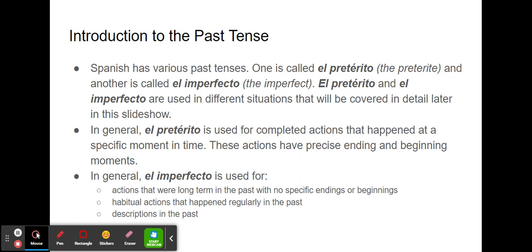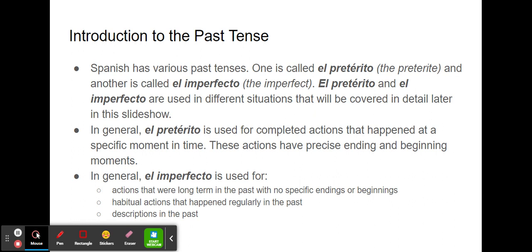el imperfecto. So, in general, el pretérito is used for completed actions that happen at a specific moment in time. There has to be a precise ending and beginning moment for this action. It happened and it's over.